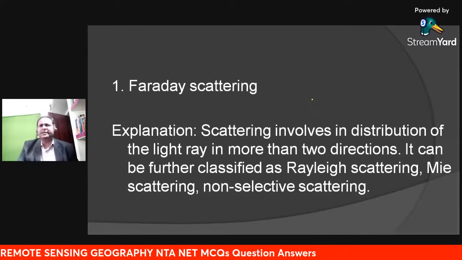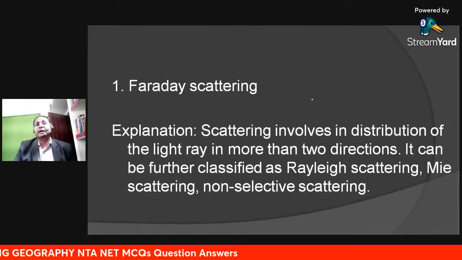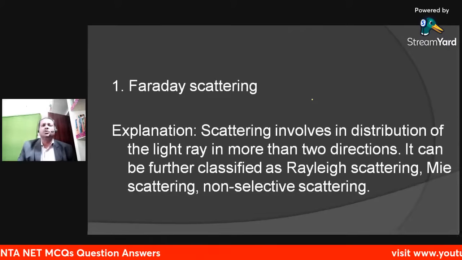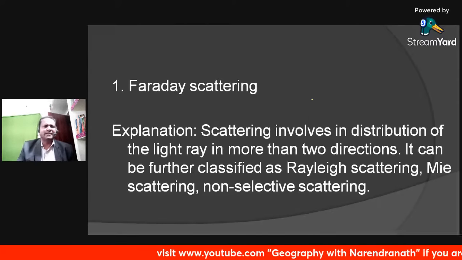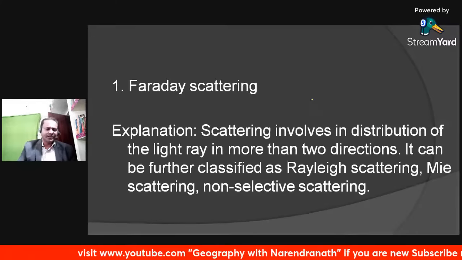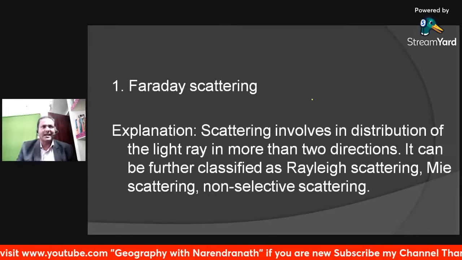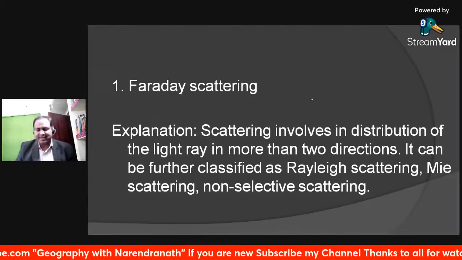Scattering involves the distribution of light rays in more than two directions. It can be further classified into Rayleigh scattering, Mie scattering, and non-selective scattering. So definitely Faraday scattering is the correct answer.